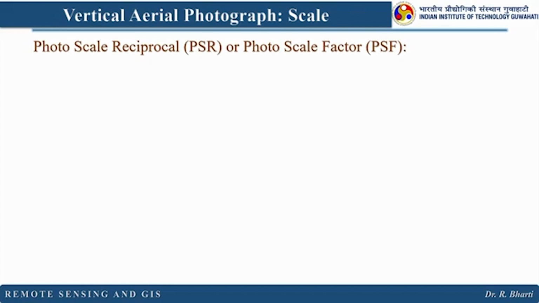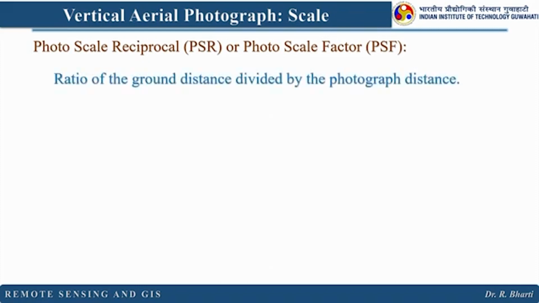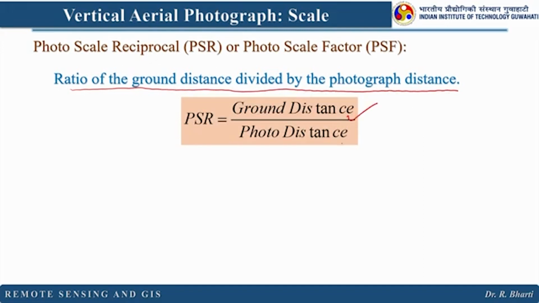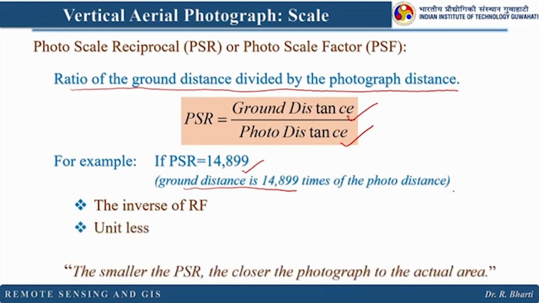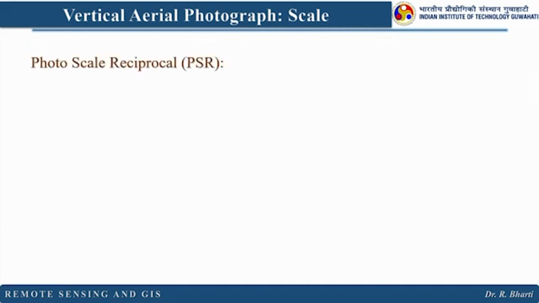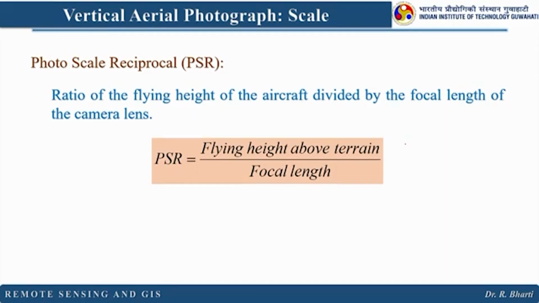The next scale is photo scale reciprocal, known as PSR, or photo scale factor, PSF. This is basically the ground distance divided by the photograph distance. So PSR is ground distance by photo distance. For example, if PSR is 14,899, that means the ground distance is 14,899 times the photo distance. This is basically the inverse of RF, and this is again unitless. The smaller the PSR, the closer the photograph is to the actual area. So if the PSR is very small, then the photograph and the real object have similar dimensions. Similarly, PSR can be calculated using focal length and flying height with this formula.